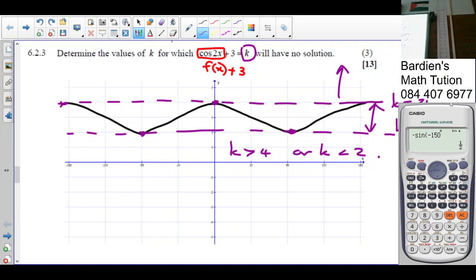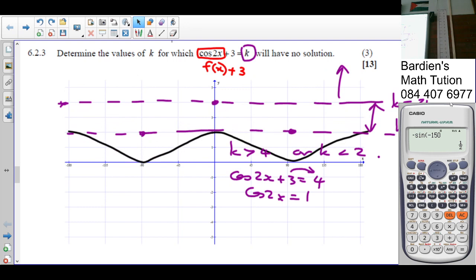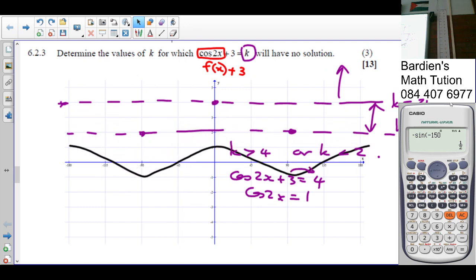See, how else can I explain this? Determine the value of k for which. So, say you got 4, and I put 4 in here. So I'll have cos 2x plus 3 equals 4. So take the 3 over the equal sign. So cos 2x is equal to 1. If I look at cos of 2x equal to 1, is cos of 2x equal to 1? Yes. So it will have roots there.